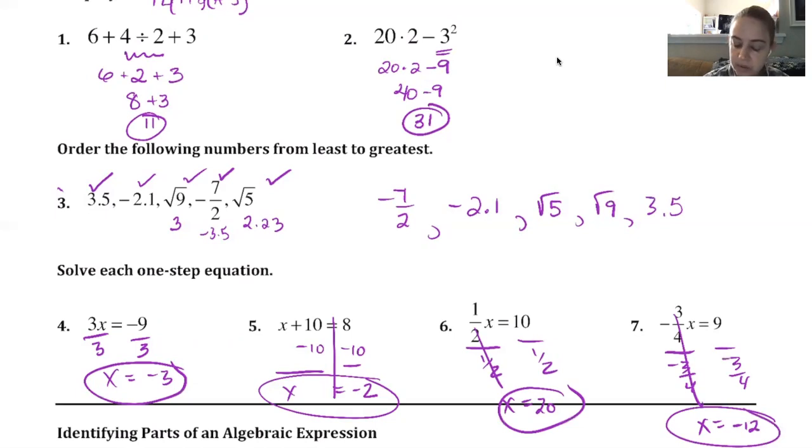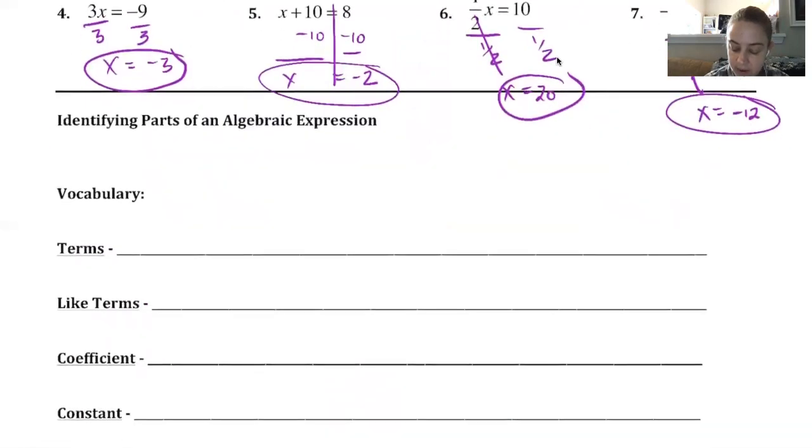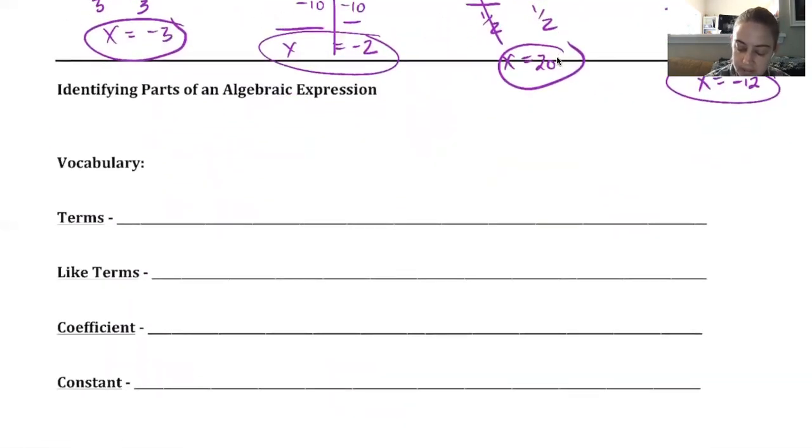Some warm-up problems. Those were all topics from Unit 1. Now, identifying parts of an algebraic expression. They didn't put one in here for us, so I'd like to write an algebraic expression. I'm just going to make one up. I've got 4x squared minus 6x plus 7. I just made up an algebraic expression.